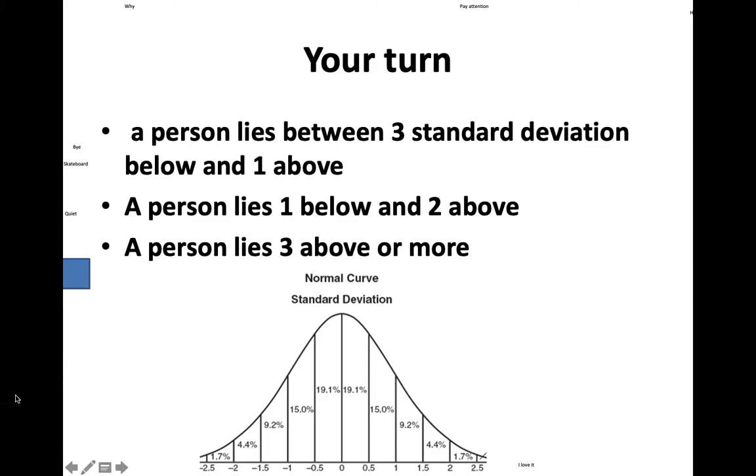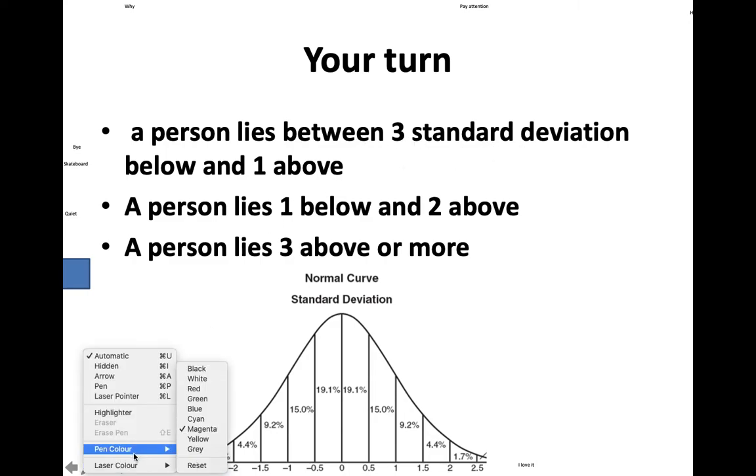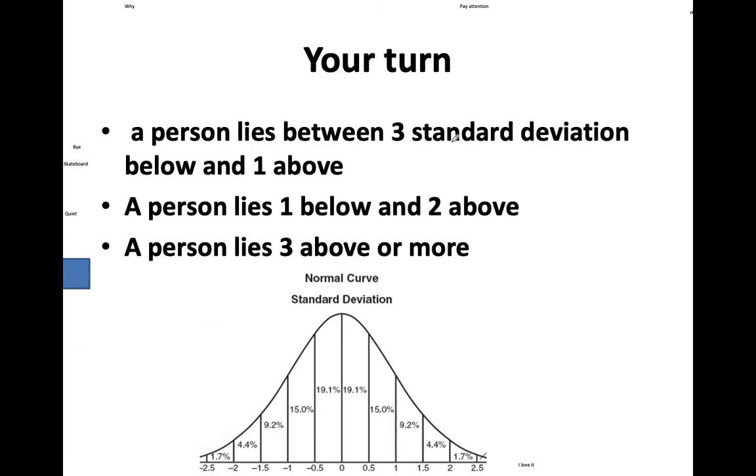These are your questions. A person lies between 3 standard deviations below and 1 above. I'm going to give you a hint for the first one: 3 below. Well, we know that 3 above and below is going to be 99%. So 3 below, the first part of the question, is going to be half of 99%. So quick maths, that is equal to 49.5.